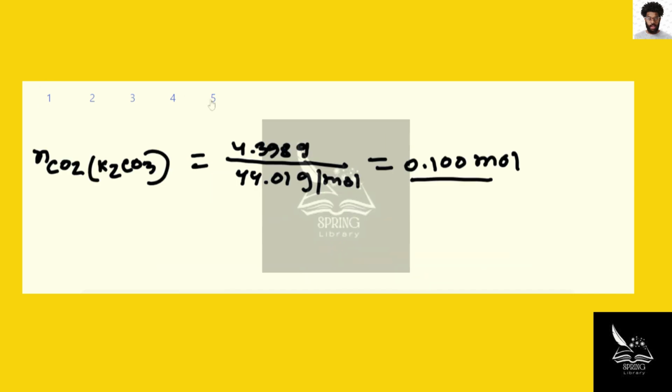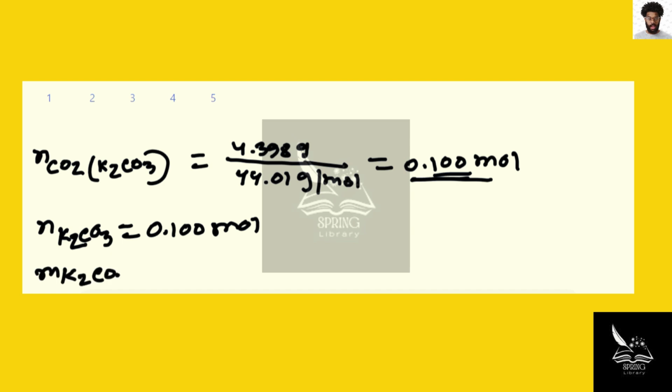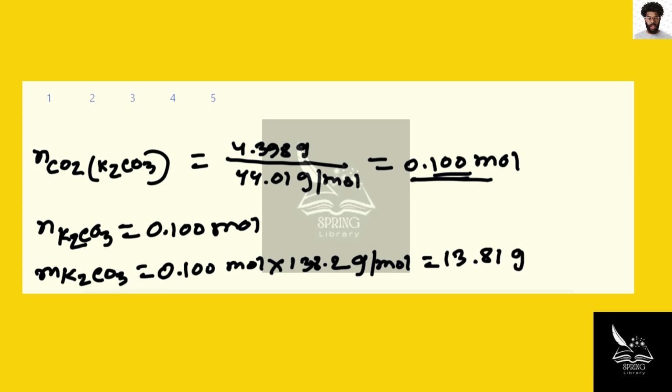Now from here you can see that 1 mole of CO2 is being produced from 1 mole of K2CO3. That means this much mole of CO2 will be produced from the same number of mole of K2CO3. That means the number of mole of K2CO3 is also 0.100 mole. That means the mass of K2CO3 which is present in the mixture will be its number of mole times the molar mass, which is 138.2 gram per mole, and it will give us a value of 13.81 gram K2CO3. So this is the mass of K2CO3 in the original mixture.